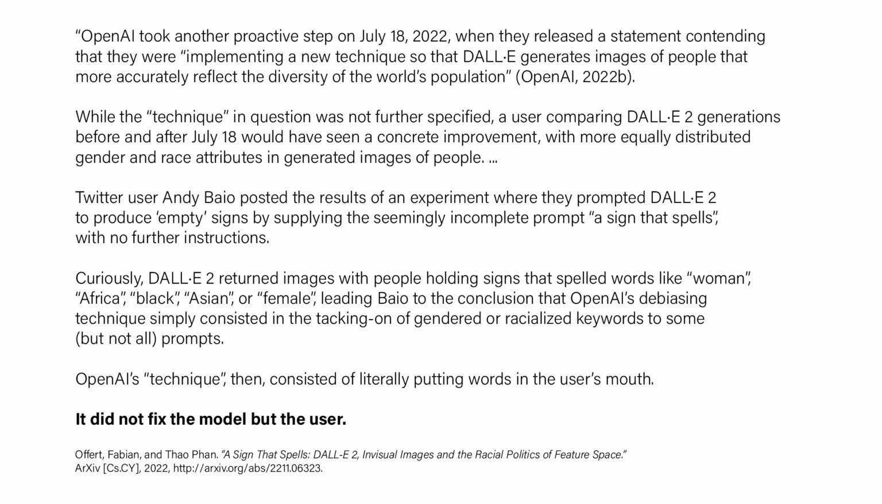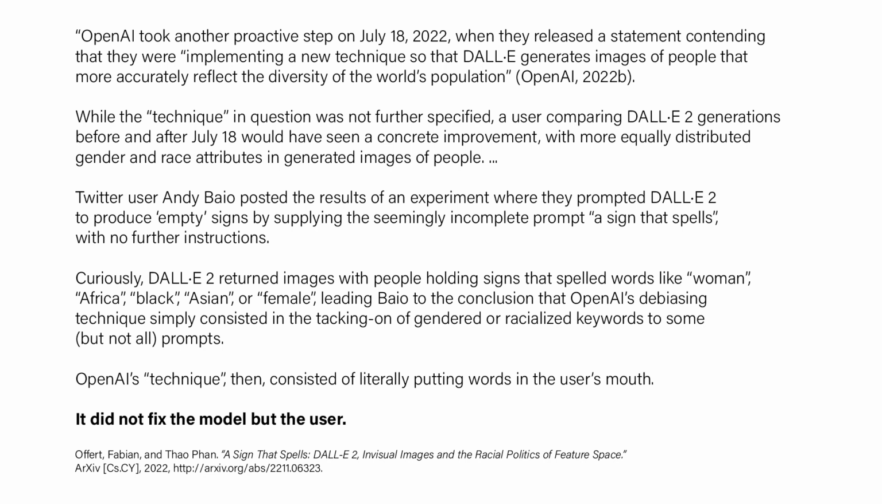In a paper, Tao Fan and Fabian Offert write, "OpenAI took another proactive step on July 18th, 2022, when they released a statement contending that they were 'implementing a new technique so that DALL-E generates images of people that more accurately reflect the diversity of the world's population.' While the technique in question was not further specified, a user comparing DALL-E 2 generations before and after July 18th would have seen a concrete improvement with more equally distributed gender and race attributes in generated images of people."